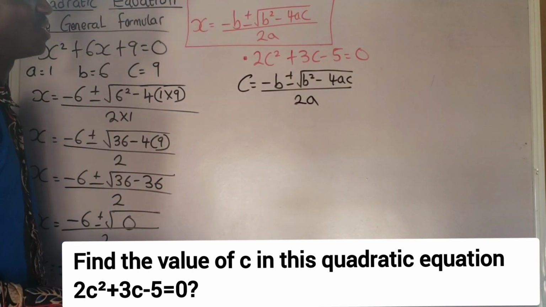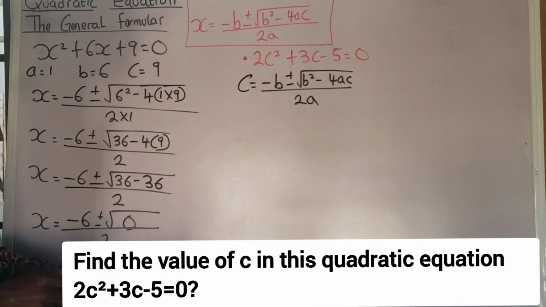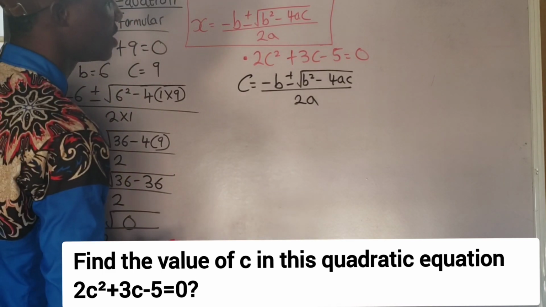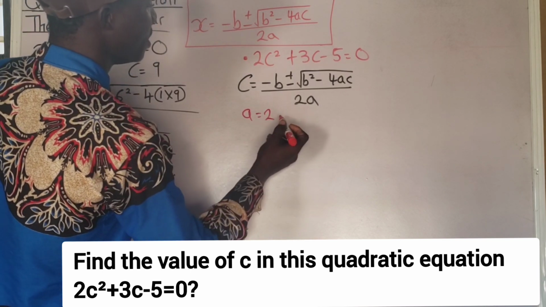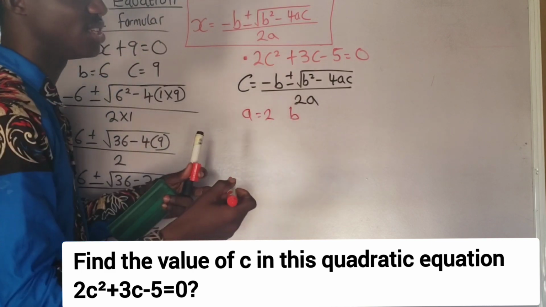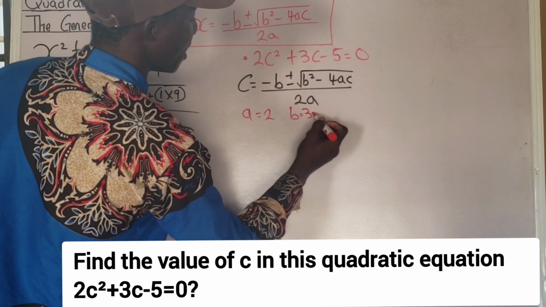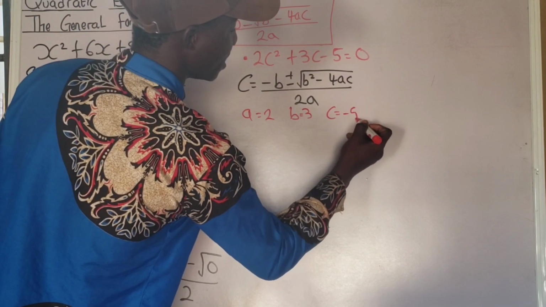In this quadratic equation, a is the coefficient of c squared. The coefficient of c squared is 2, so a equals 2. The coefficient of c is b, so b equals 3, and c equals the constant term, which is negative 5. So c equals negative 5.